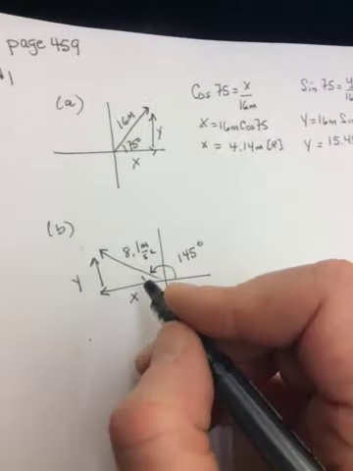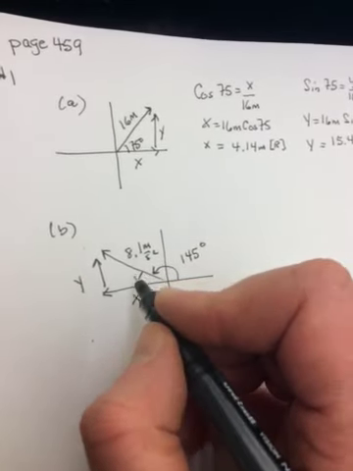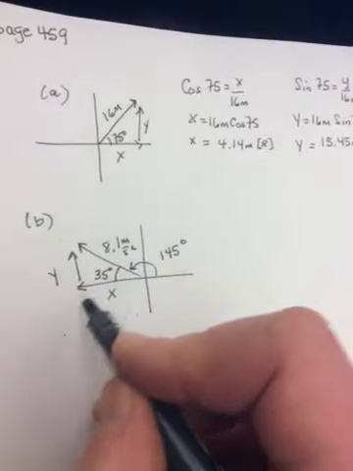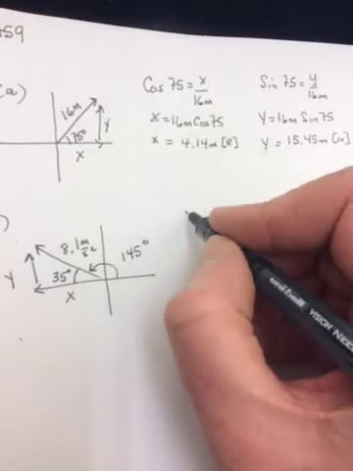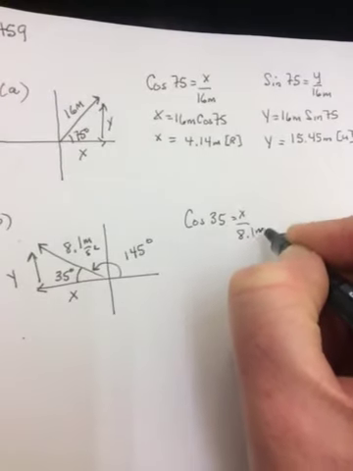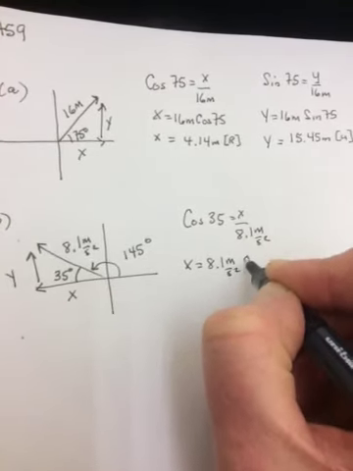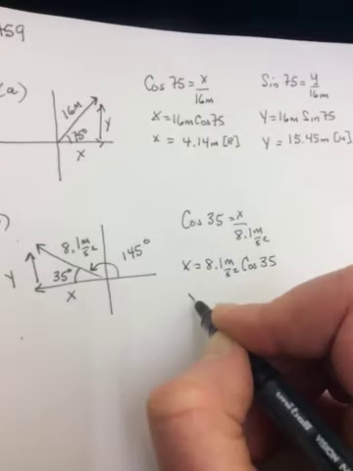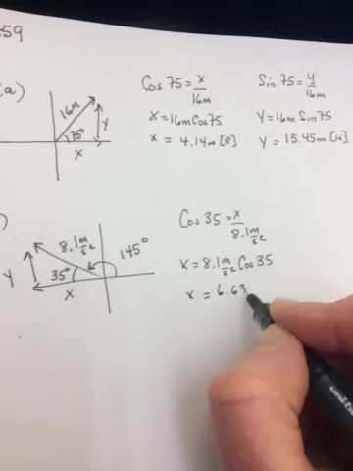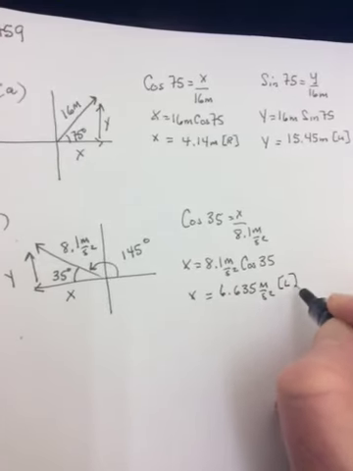So we still have our hypotenuse, and what is the reference angle going to be? It should be 35 degrees, right? Because they have to add up to 180. So looking at this, X is going to be cosine again, so cos of 35 is equal to X over 8.1 meters per second squared. So X will equal 8.1 meters per second squared times the cos of 35. Punching that in your calculator, you should get 6.635 meters per second squared, and this time it's going to the left.